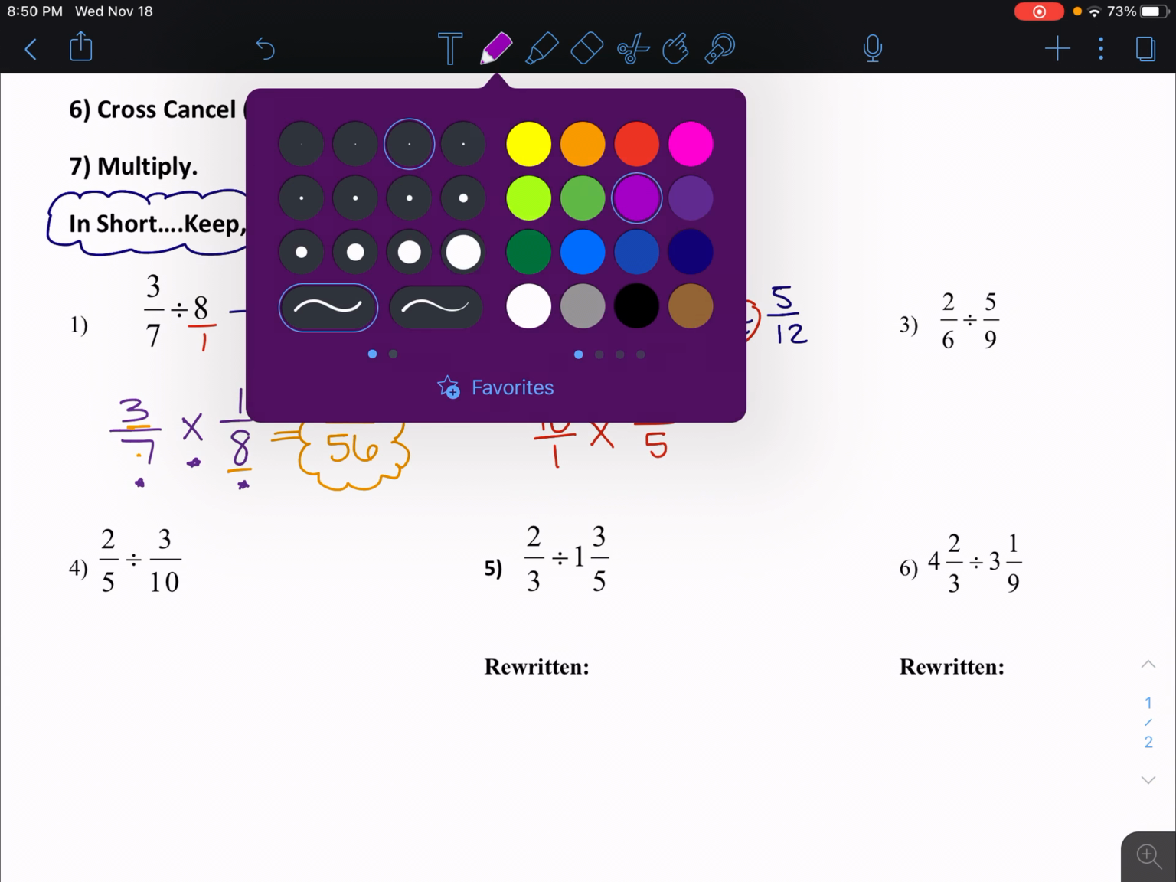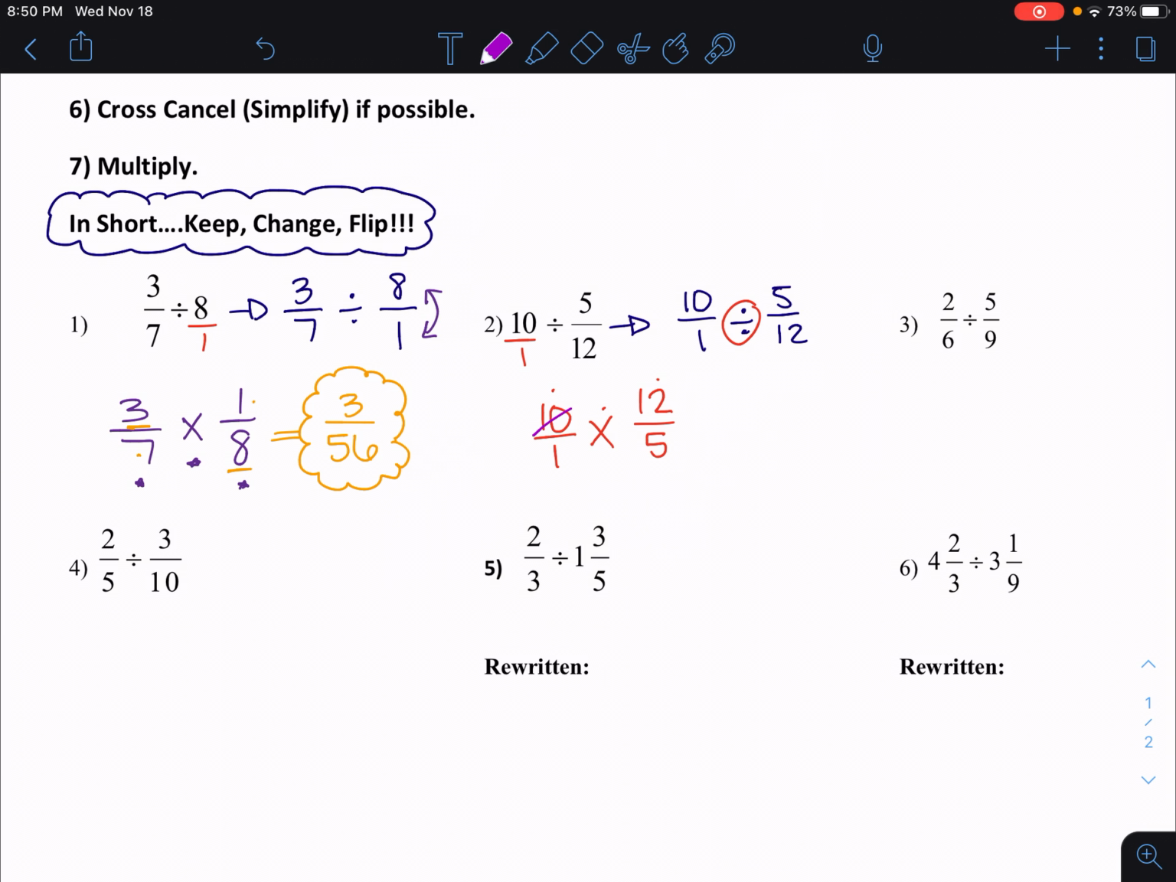Now I'm going to cross cancel. So 10 and 5. 5 divided by 5 is 1, and 10 divided by 5 is 2. There's no other canceling that I can do, so 2 times 12 is 24. 1 times 1 is 1. So my answer is 24.